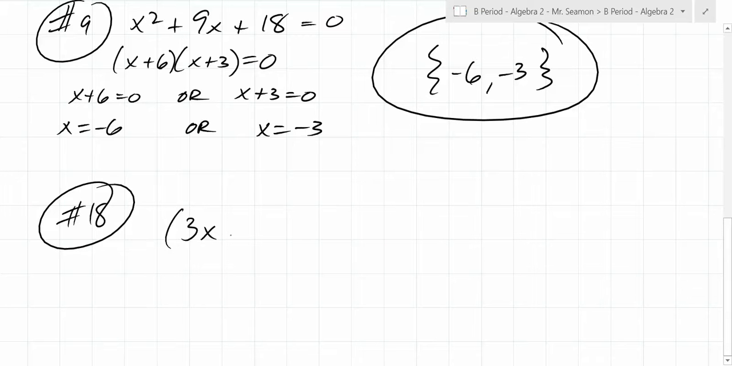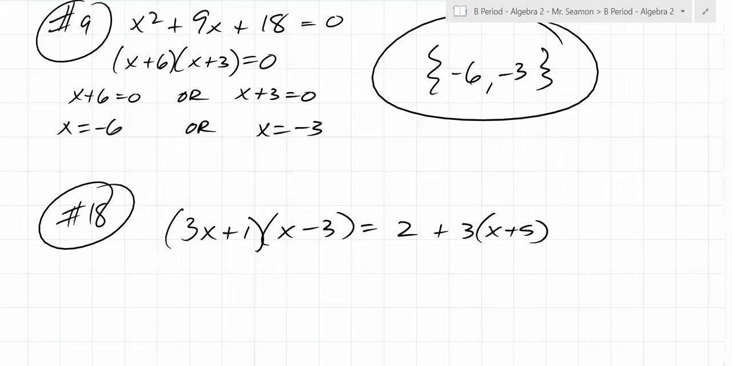So what's the first thing you have to ask yourself when you're attacking these? When you look at this one, is it in standard form? So you have to put it into standard form. What is standard form? ax squared plus bx plus c equals 0. Correct. So you actually need to do these out.